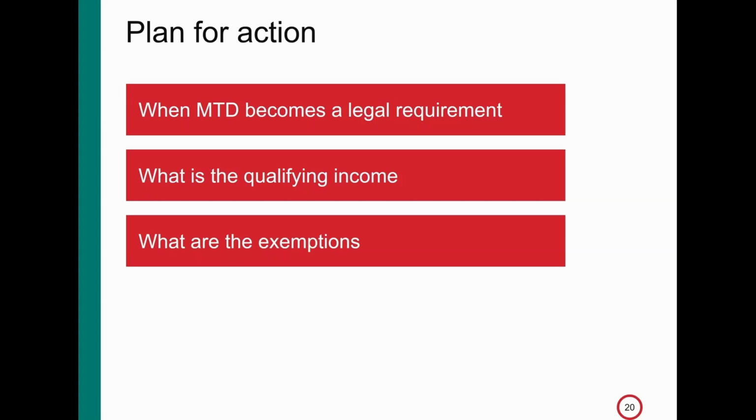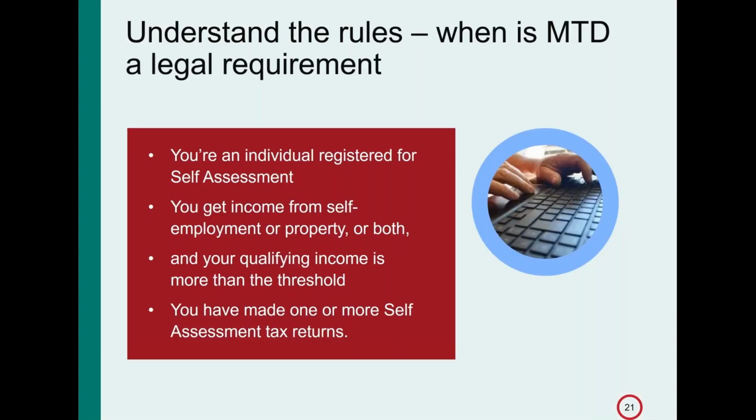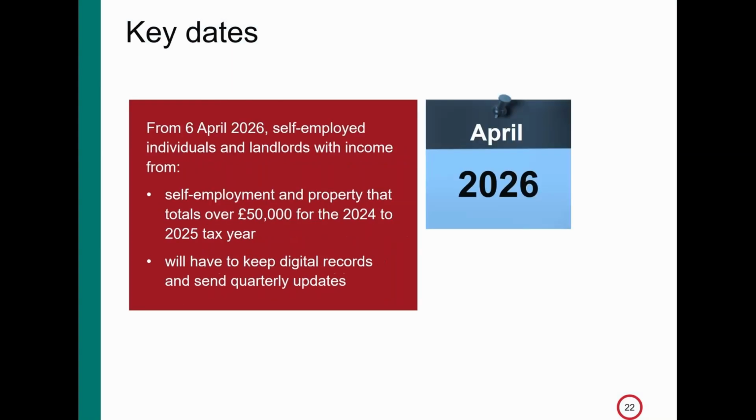You'll need to use Making Tax Digital for income tax if all of the following apply. You're an individual registered for self-assessment. You get income from self-employment or property or both, and your qualifying income is above the threshold. You have made one or more self-assessment tax returns. MTD is being phased in from April 2026, depending on qualifying income.